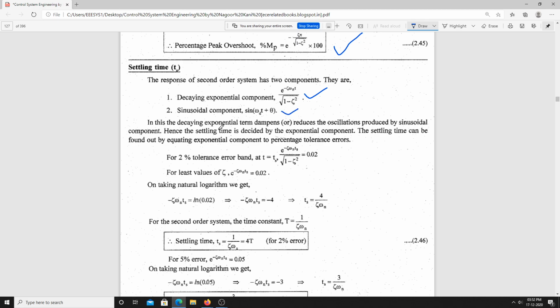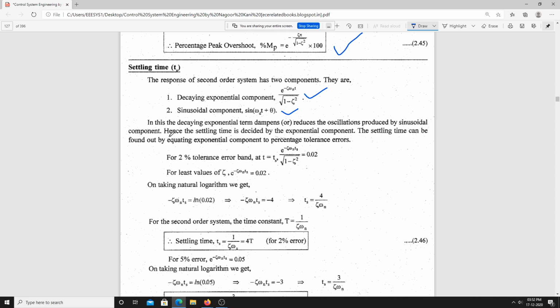When we talk about the decaying exponential term, it dampens or reduces the oscillations produced by the sinusoidal component. For that purpose, we decide the settling time by the exponential component. Is that clear? The settling time can be found by equating the exponential component to the percentage tolerance error. We already have some percentage tolerance error, that is 2% to 5%, right? So we find the settling time by equating this exponential component to the percentage tolerance error.